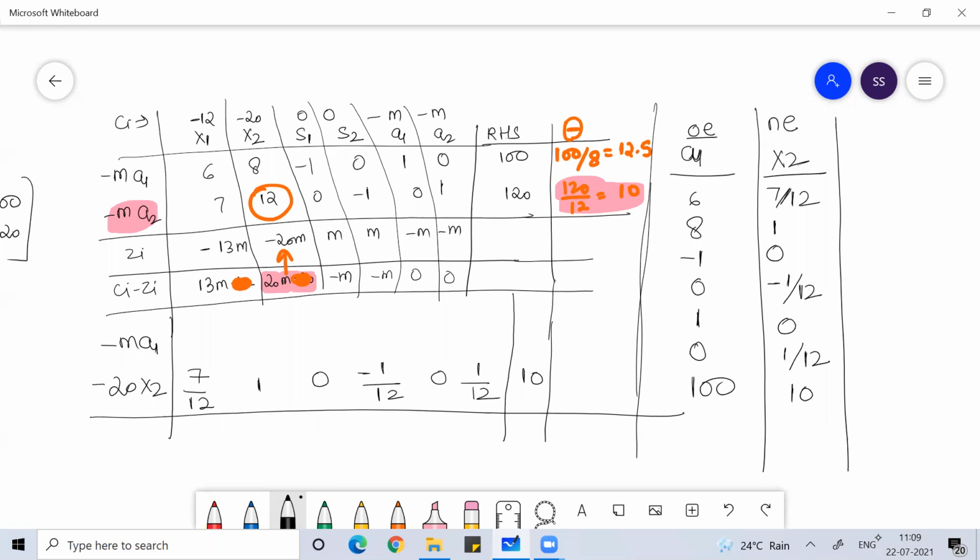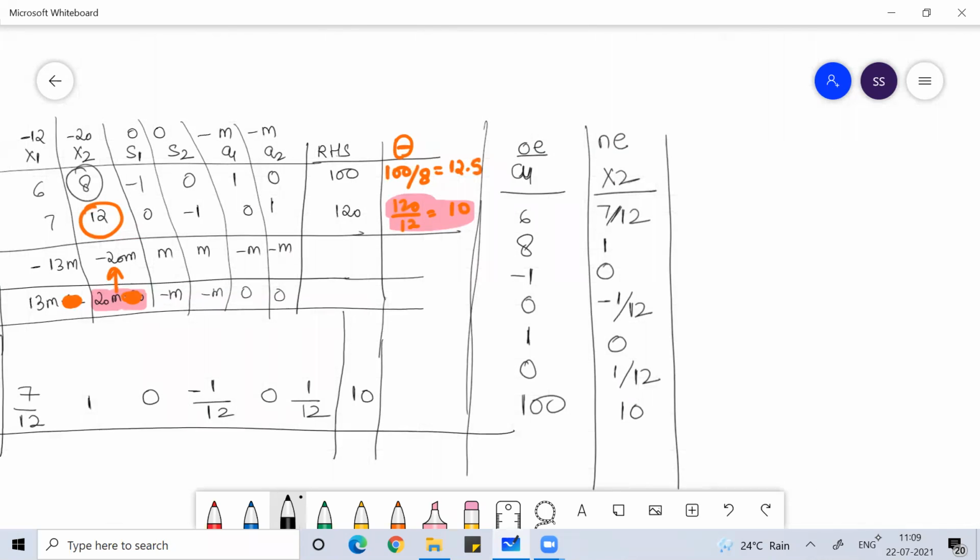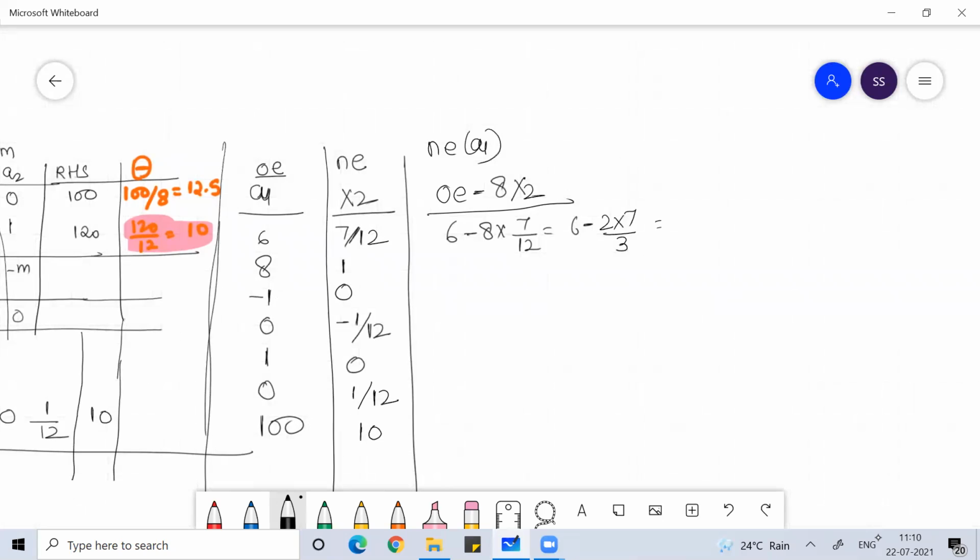Then the constant here is 8. So to find the new values of A1, we'll use the formula: old element minus 8 into the new element of x2. That is 6 minus 8 into 7 by 12, that is 6 minus 2 into 7 by 3. This is 6 minus 14 by 3, which means 4 by 3.